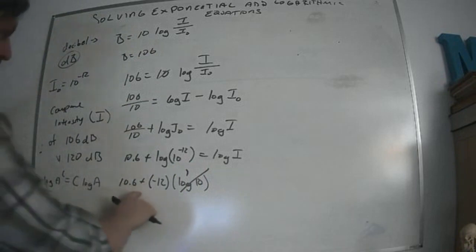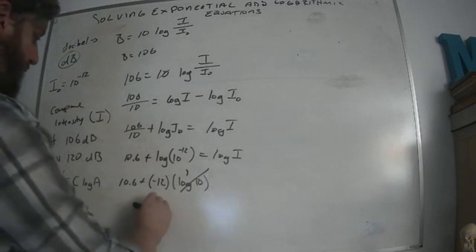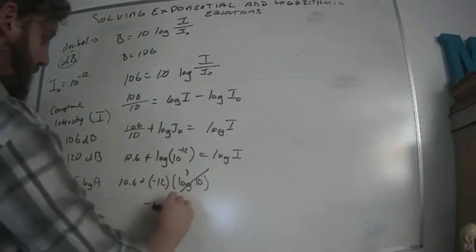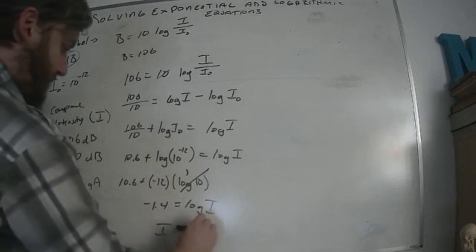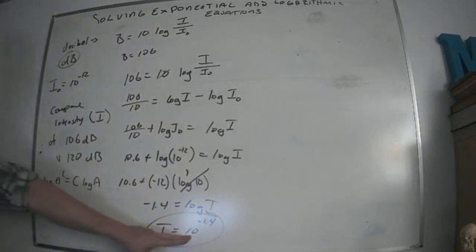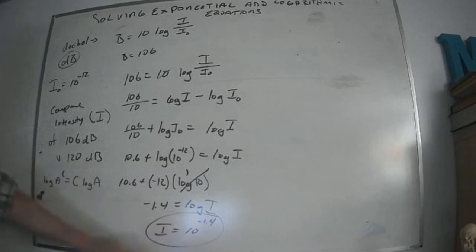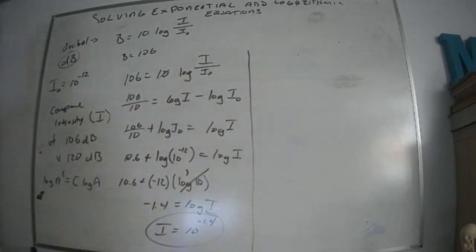I have 10.6 minus 12 equals log I. So I have negative 1.4 equals log I, which means I equals 10 to the minus 1.4. This is the definition of the common logarithm, right? This answer is the power that 10 is raised to give you I. And then I can do the same problem with 120.